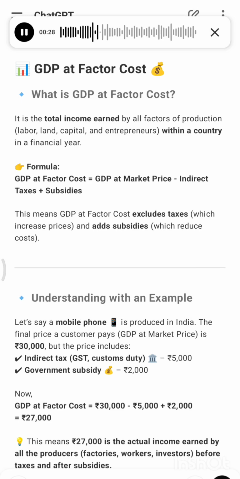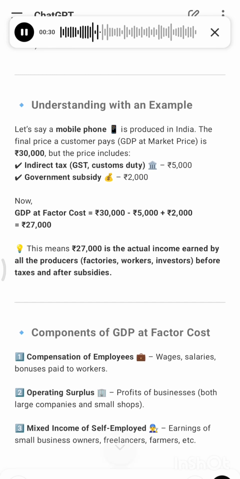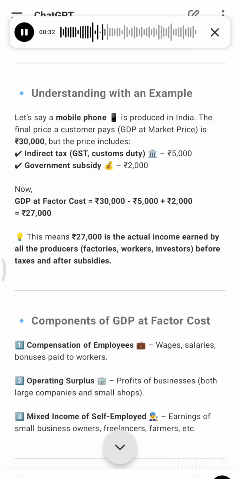Understanding with an example. Let's say a mobile phone is produced in India. The final price a customer pays, GDP at market price, is 30,000, but the price includes indirect tax, GST, customs duty, 5,000, and government subsidy, 2,000. Now, GDP at factor cost equals 30,000 minus 5,000 plus 2,000 equals 27,000. This means 27,000 is the actual income earned by all the producers, factories, workers, investors, before taxes and after subsidies.